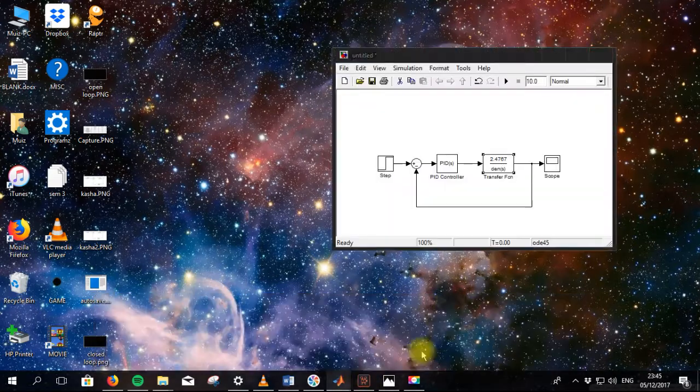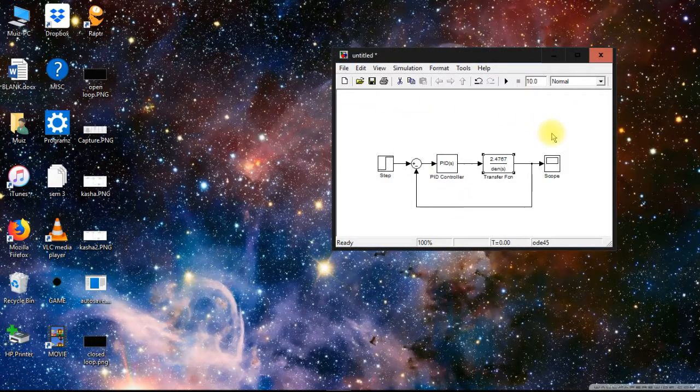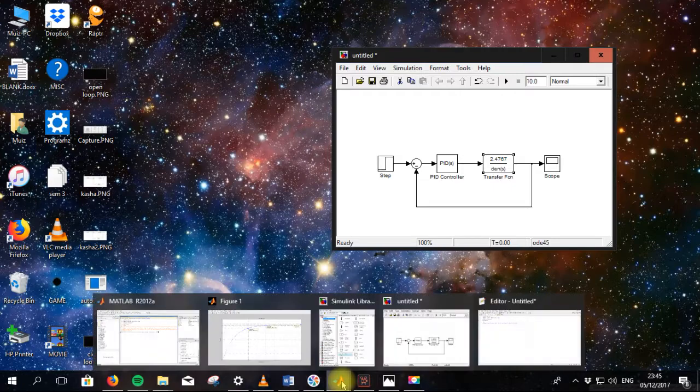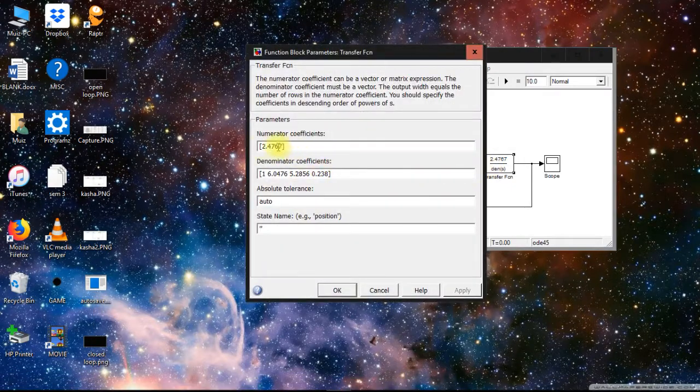For closed loop system, we need to draw the block diagram just like on the screen. It consists of source, summing junction, PID controller, transfer function and scope. It also has feedback to the summing junction. The value of the transfer function is the same as the open loop system.